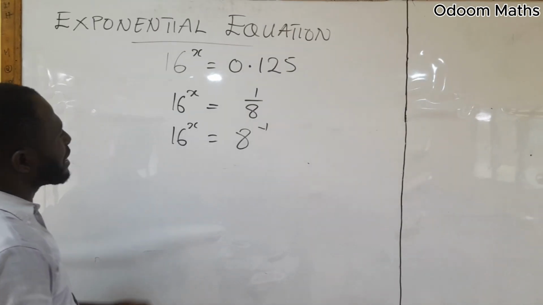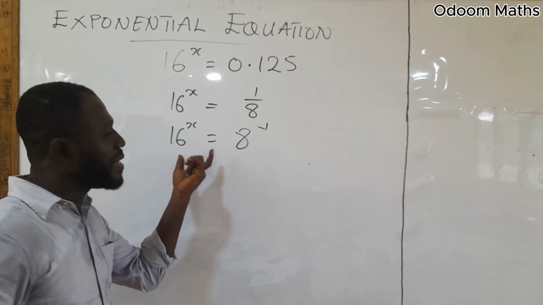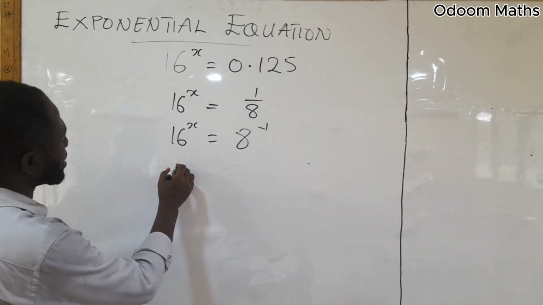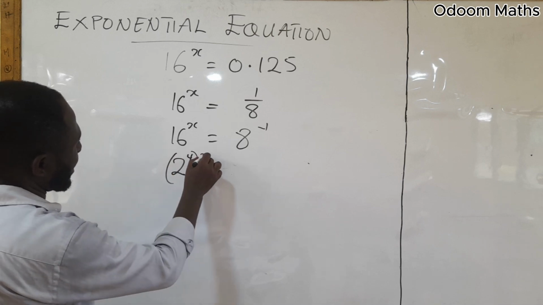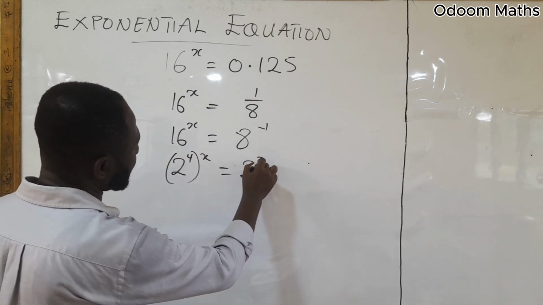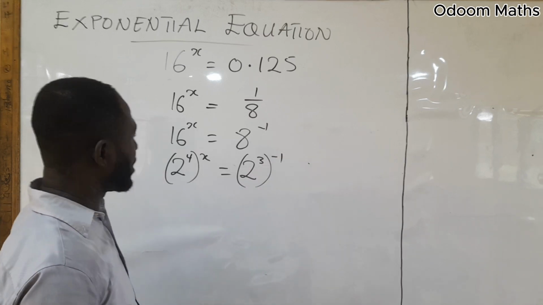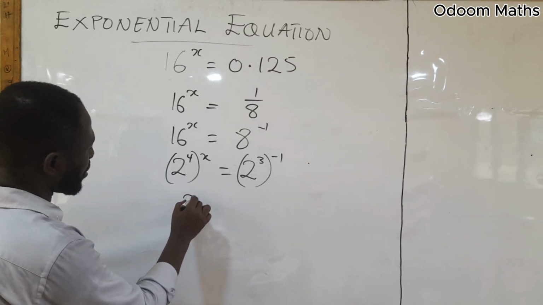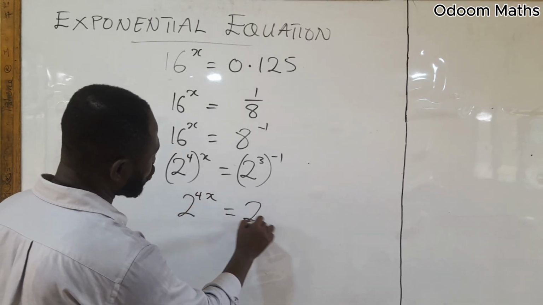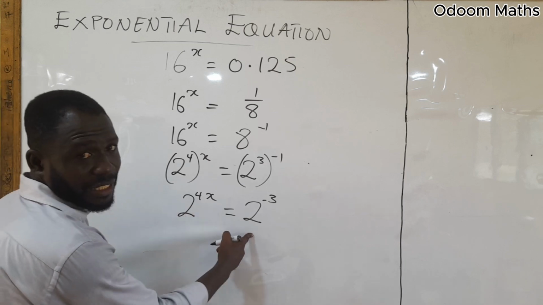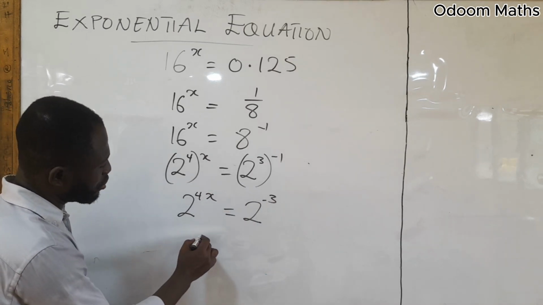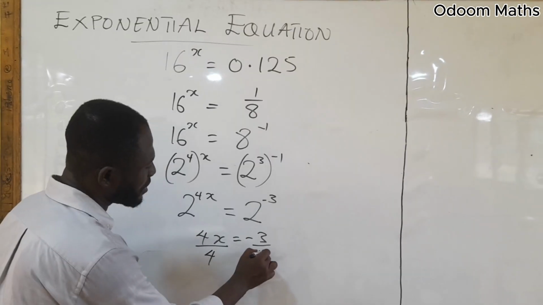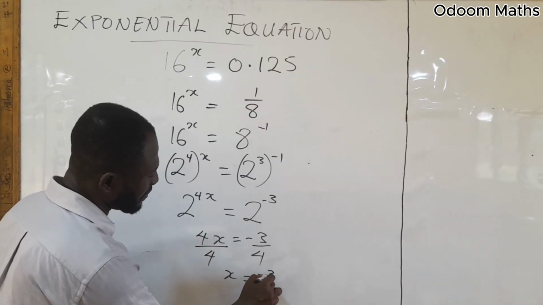Then again, let's change the bases to a certain base with a certain power that will give you the same base. So this is 2 to the power 4 all to the power x. Then this is equal to 2 to the power 3 also to the power negative 1. Then from here, the third law, so we just multiply powers. So this is 2 to the power 4x, that is equal to 2 to the power negative 3. Then the bases are now the same, so we just equate powers. So 4x becomes negative 3. Then we divide this side by 4 to get x being equal to negative 3 over 4.